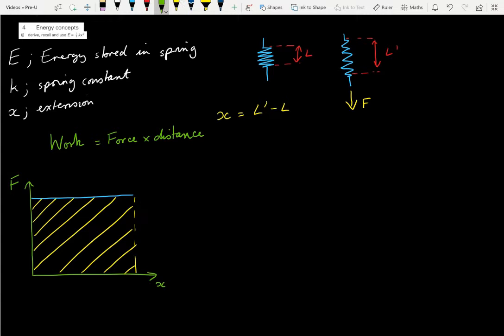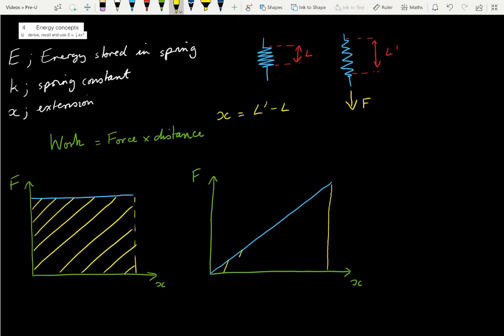Springs don't work like that. In a spring, the force required to extend it keeps changing. When we plot a graph of F against x, we find that we produce a straight line that goes through the origin. So when thinking about the area captured by this graph, it's a triangle. It's not a rectangle.